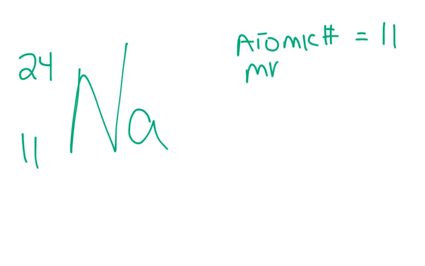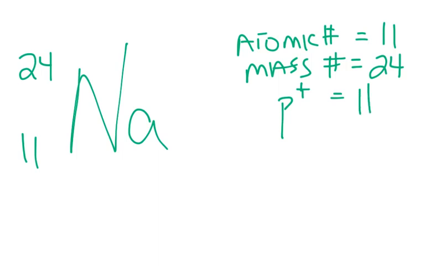Now let's say I want to know the mass number. Easy enough. It's always on the top. That number is going to be 24. Well, now I can get crazy smart. How many protons does this guy have? Well, atomic number is 11, so it's going to have 11 protons. How many neutrons does it have? Well, mass number is protons plus neutrons. So 11 plus something has to equal 24. Well, that something has to be 13.